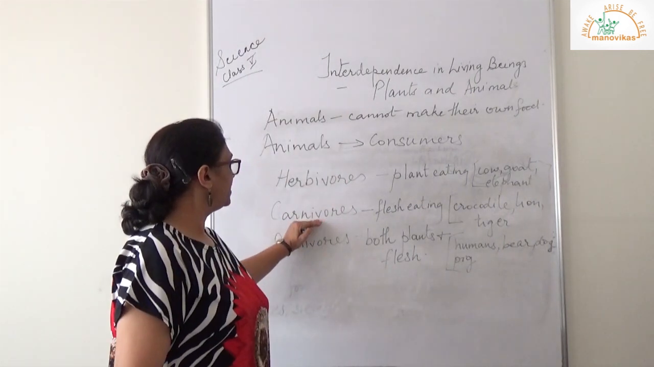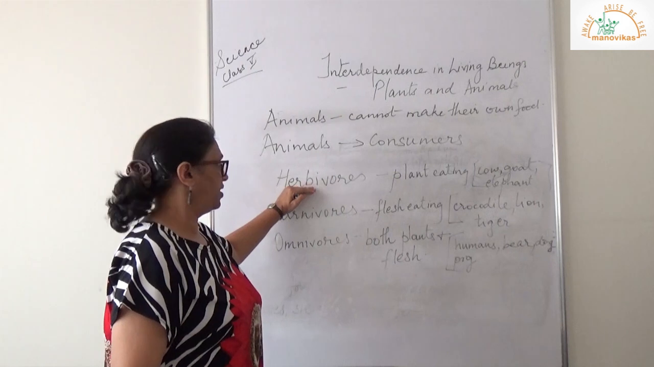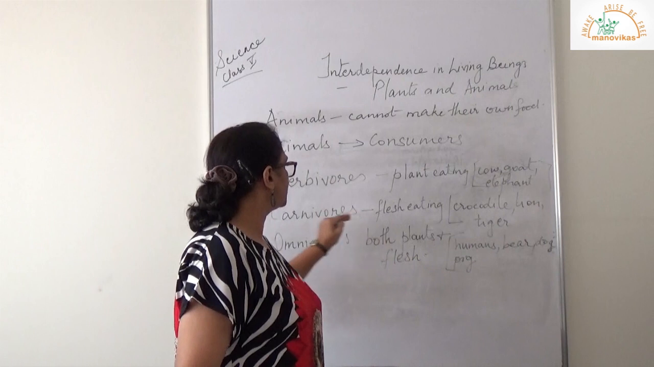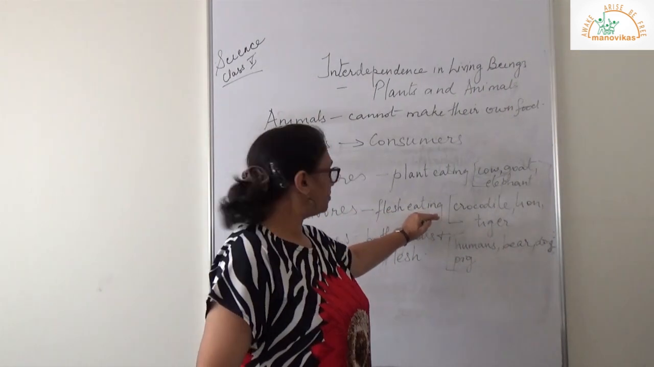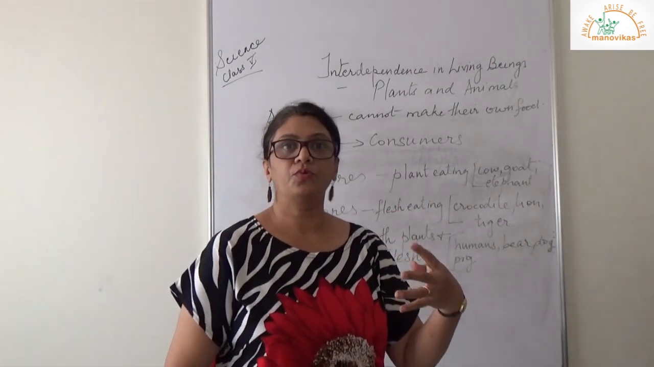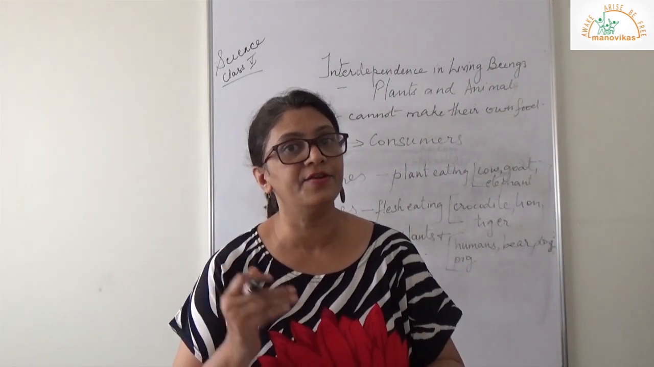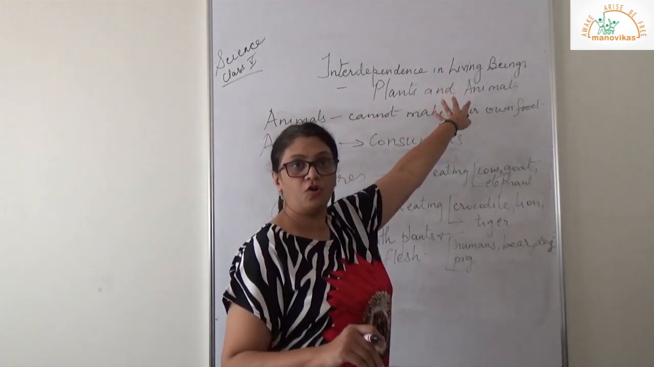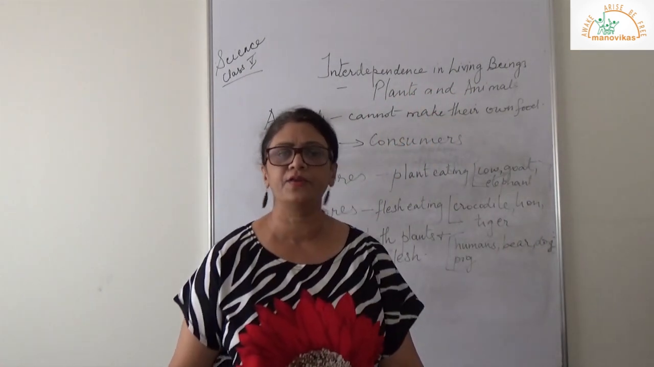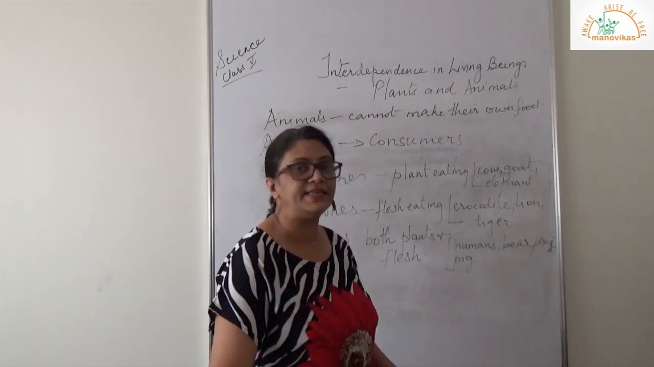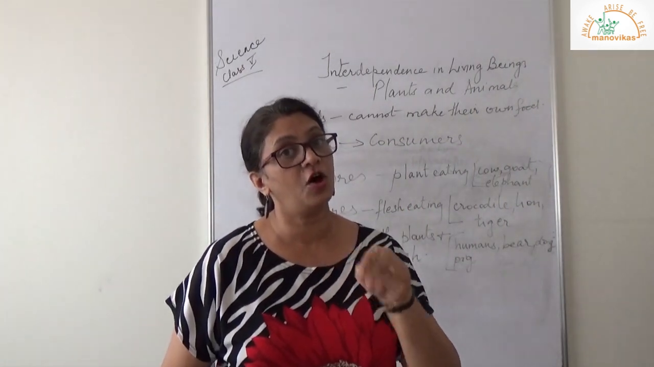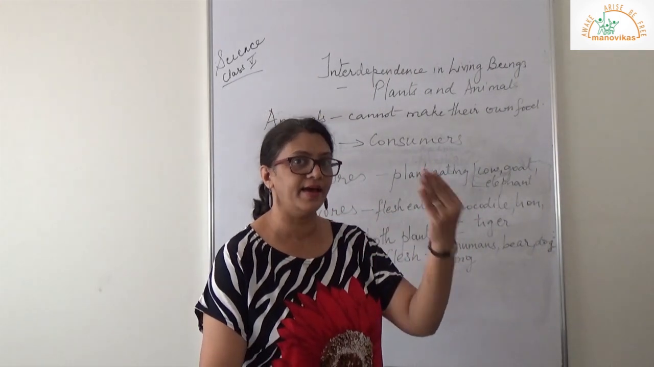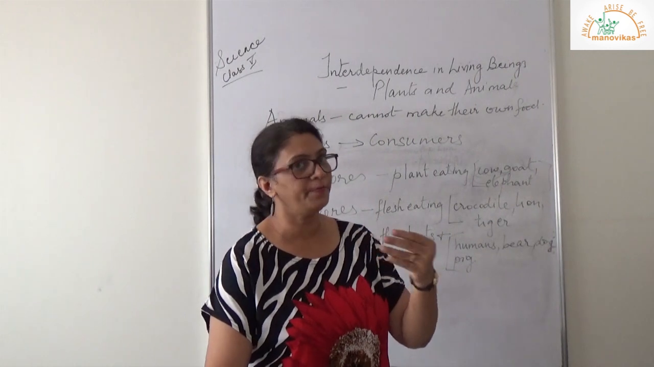Now, do you see here? You have herbivores that eat plants. Omnivores are also eating plants and flesh. What about carnivores? They eat flesh. So how are they dependent on plants? We said interdependence is where both depend on each other. So how do the carnivores depend on plants? What flesh are they eating? They are eating the flesh of plant-eating animals. Understood? So here they are indirectly dependent on plants.